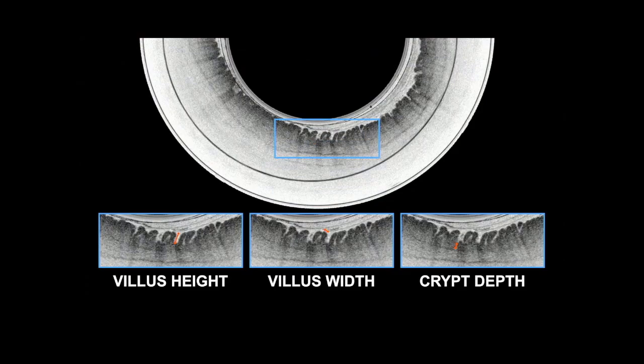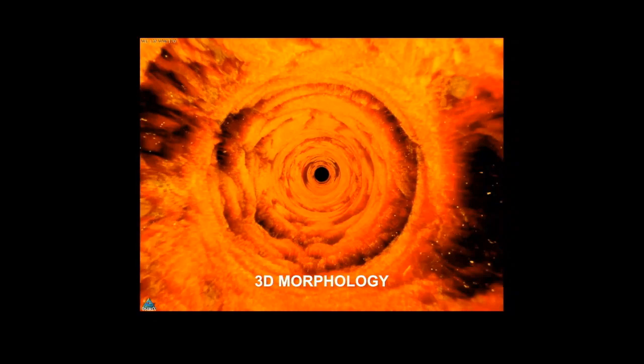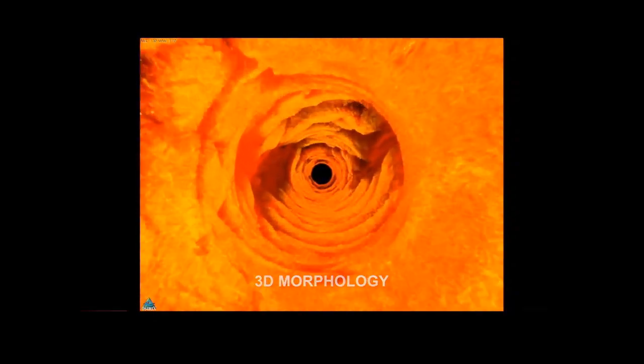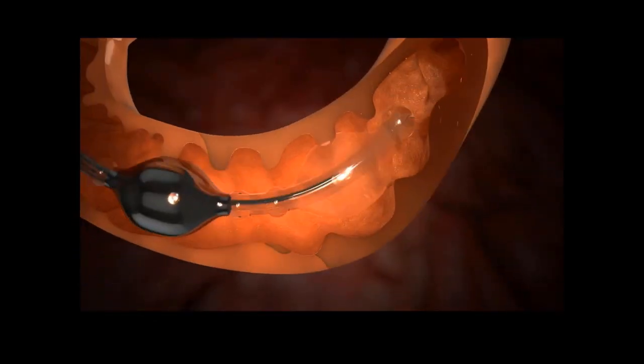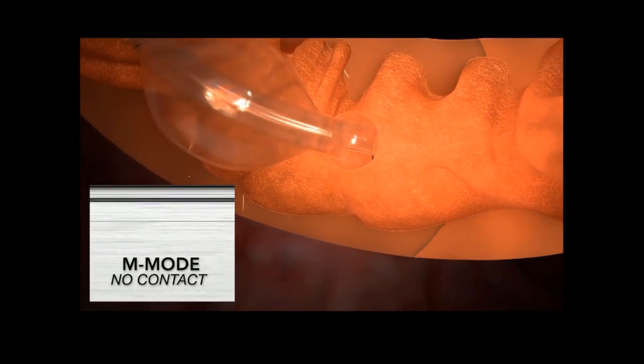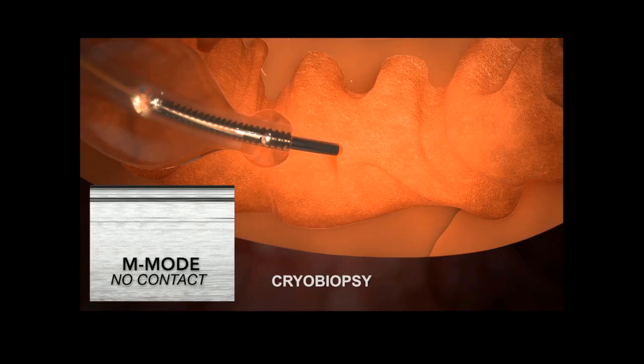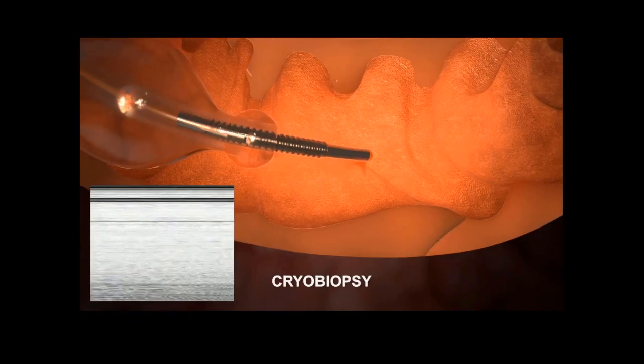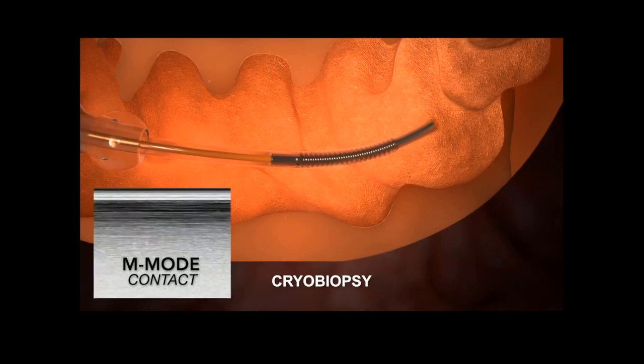and it allows you to measure the heights and widths of the villi in the duodenum, and you're also able to get your three-dimensional morphology. But now that you've got minimally invasive access, you can put other tools into the device under guidance of something called M-mode OCT, which is non-scanning OCT. And you can see when it becomes in contact.